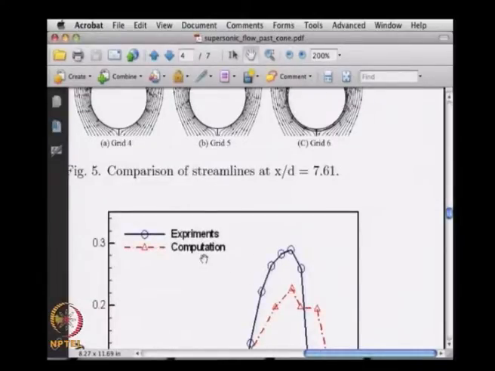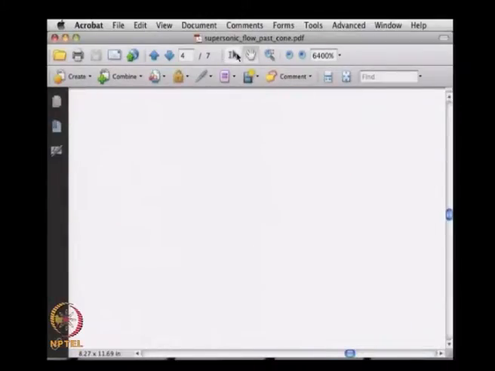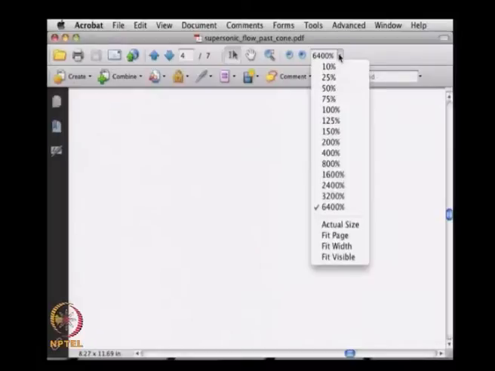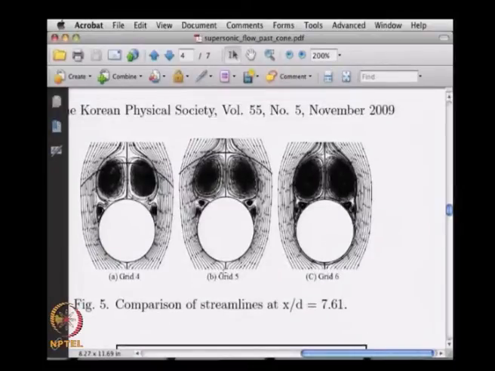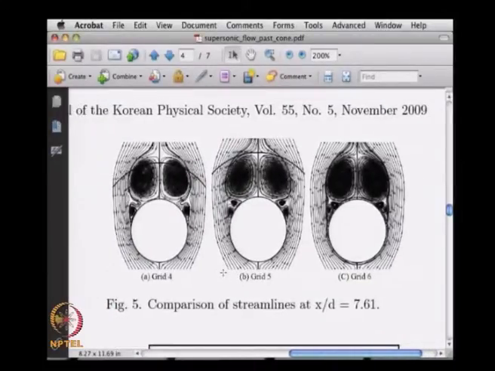So we are looking at this. They are looking at 3 types of grids basically: grid 4, grid 5 and grid 6 over here. This is a comparison of streamlines at x by d equal to 7.61. What does this mean?